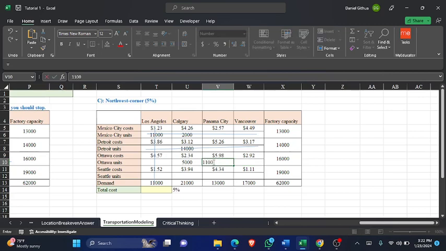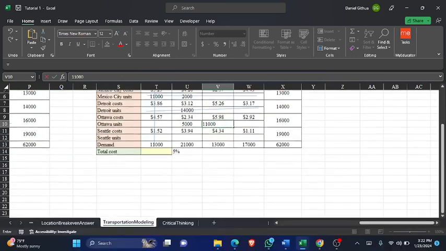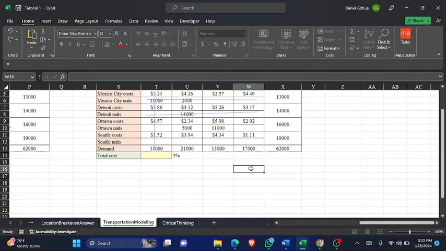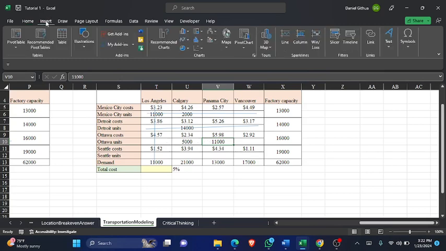11,000 units here because the demand, we have to add 11,000 because when we add this and the 5,000, this should give us 16,000, which is the factory capacity. So this one is also complete, so we close it out.